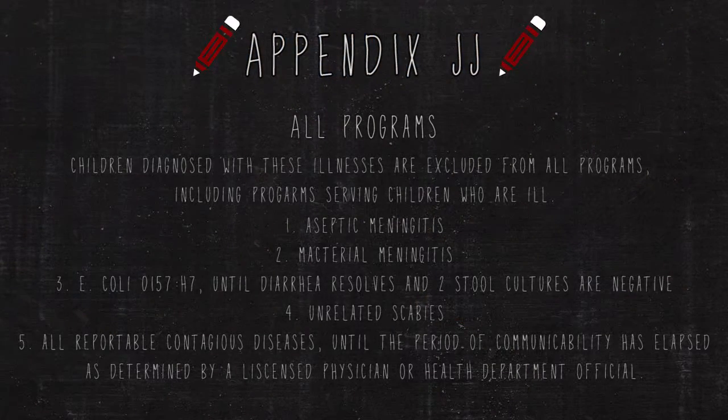Let's review the Oklahoma State Child Care Licensing reasons for excluding children from care due to illness. Appendix JJ, exclusion criteria for children who are ill. All programs. Children diagnosed with these illnesses are excluded from all programs, including programs serving children who are ill. Number 1, aseptic meningitis. 2, bacterial meningitis.